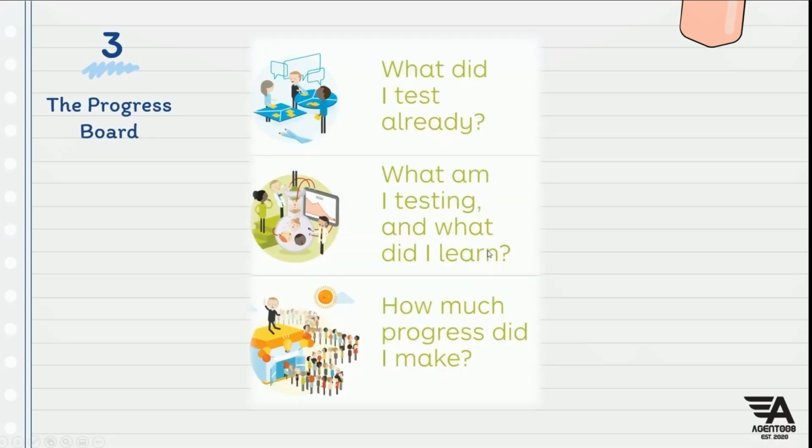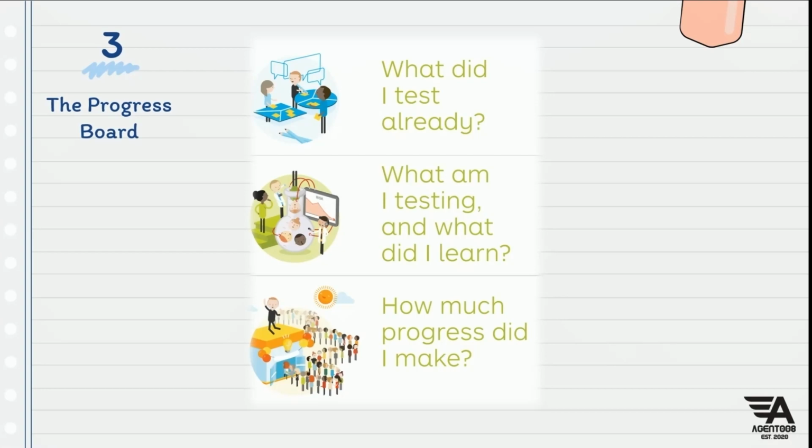Okay. Third one, which is the last part of our slides today, the progress board. Here you need to use the progress board to manage and monitor your test, and to see how much progress you are making, to make sure that your product will go live. And you need to ask yourself this question: what did I test already? For this question, you need to use the value proposition and business model canvas to track which elements you have already tested and validated, or not validated. And this is the purpose of the whole process.